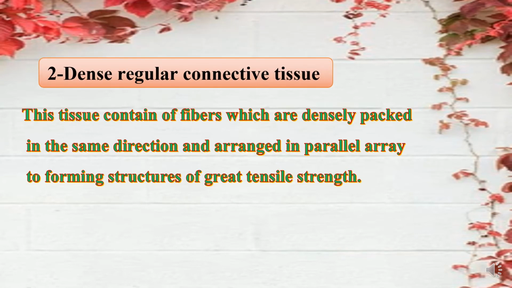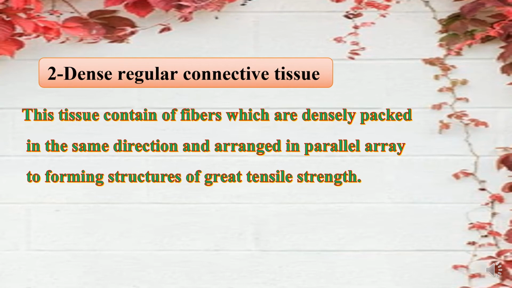Dense regular connective tissue. This tissue contains fibers which are densely packed in the same direction, arranged parallel to each other. إذا هذا النوع من التشو مشابه للدنس irregular من ناحية إنه densely packed of fibers, less number of cells, less amount of ground substance. لكن الاختلاف عنه إنه these fibers are arranged in the same direction كلها باتجاه واحد توازي بعضها البعض, and this forms a structure of great tensile strength.